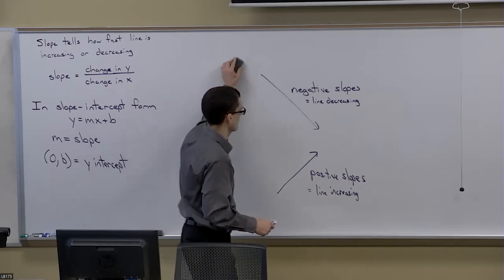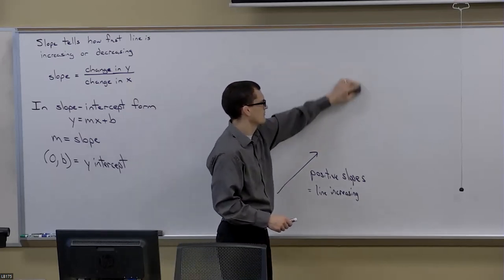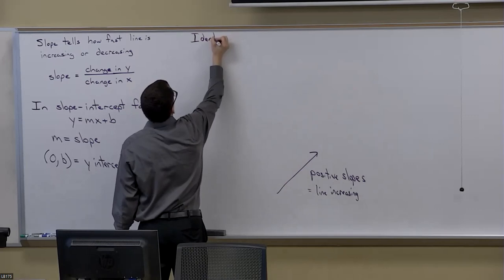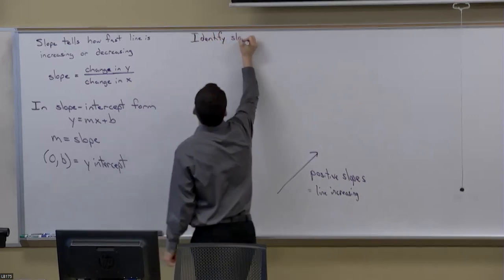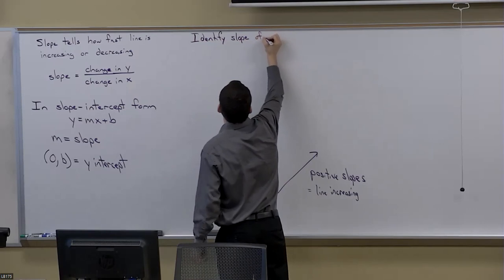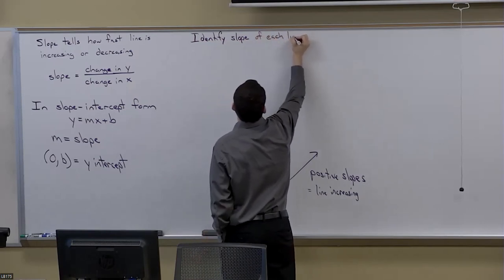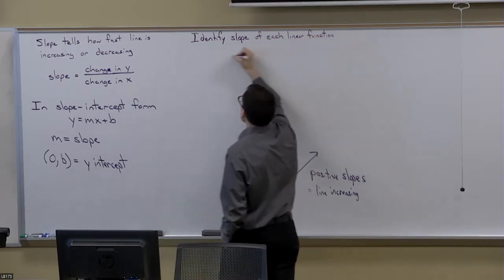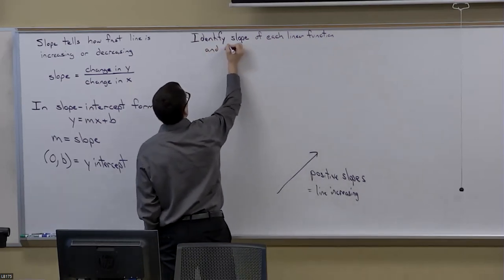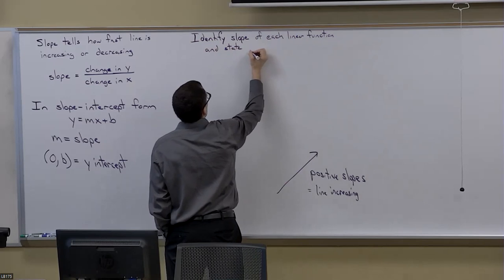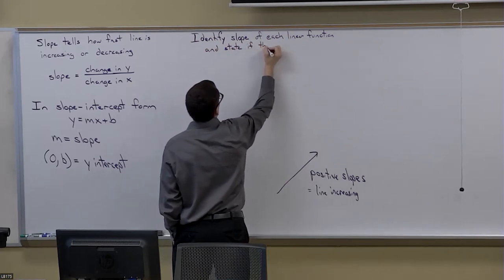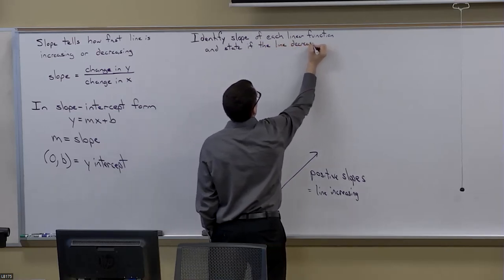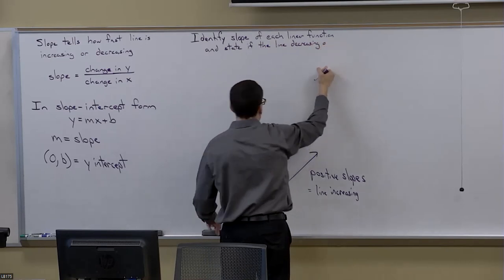Now I'm going to erase this real quick. That's pretty straightforward, hopefully. So let's identify the slope of each function, and then state if the line is decreasing or increasing. I should say or constant.